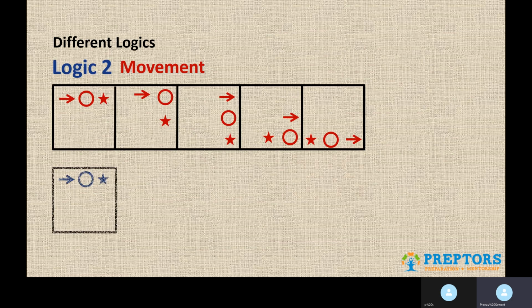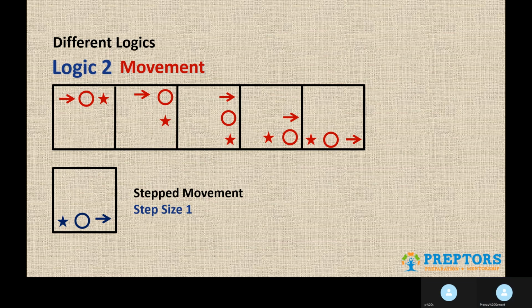Logic of movement. Now, see how movement occurs. So, this is the movement from first figure to second. Now we'll see from second to third, third to fourth, and fourth to fifth. So this is the pattern followed. Stepped movement is what? Step size 1. So all the elements are moving one step.